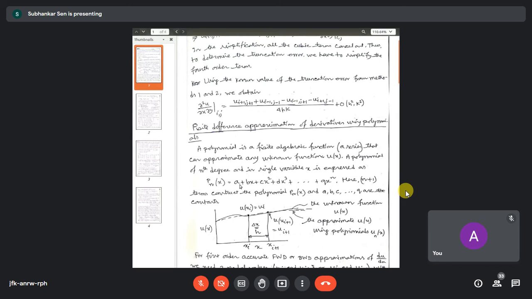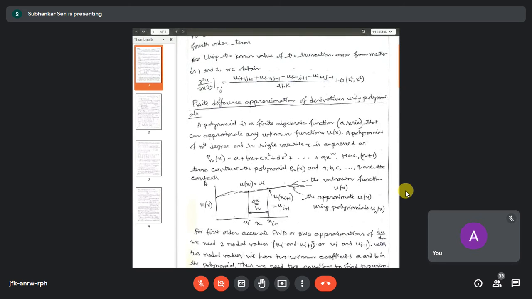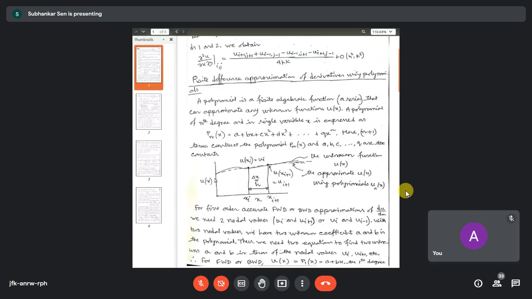The first term is the coefficient of x to the power 0, where x is the variable. So we have a plus bx plus cx square plus dx cube, etc., up to x to the power n. Here a, b, c, d, etc. are the constant terms. In our present discussion, our objective is to calculate these coefficients a, b, and c as per our requirement.